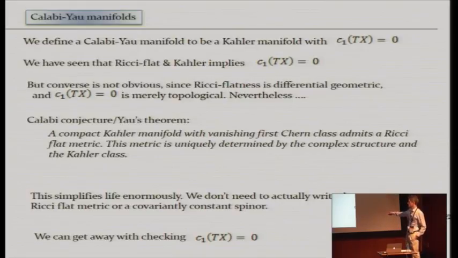And so you only need to check the Kählerness and you need to check this topological condition. And then you know it exists. I still won't be able to actually write down the metric. That's too hard to do. But there's an existence theorem which will tell you that it exists.